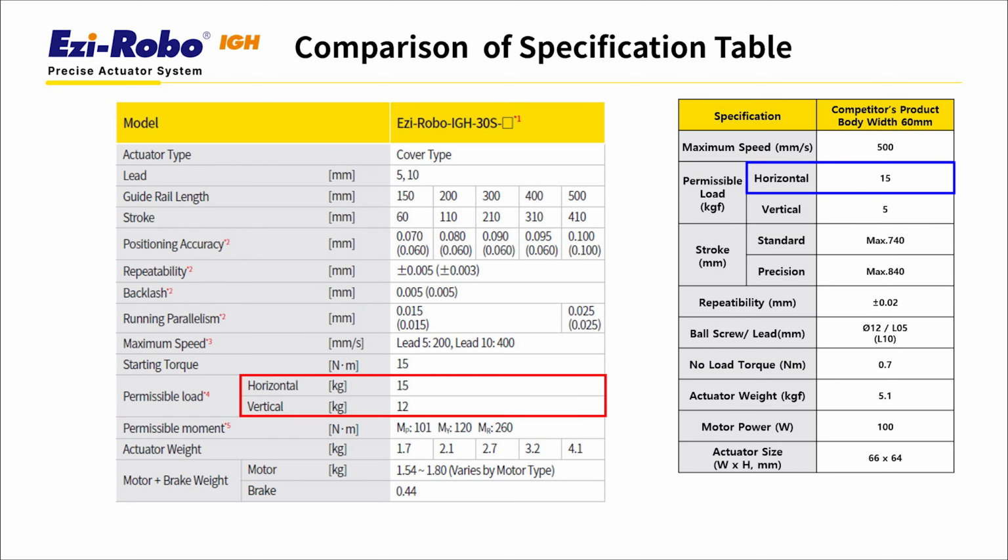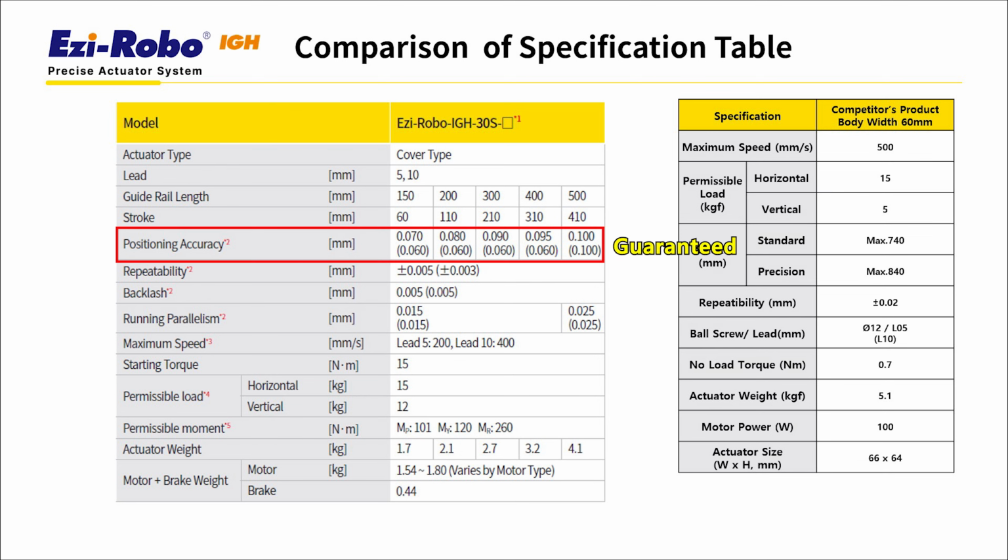For horizontal loads, both the competitor and FASTECH models support up to 15 kg. However, when it comes to vertical loads, the competitor supports 5 kg, while the Ezi-Robo IGH handles 12 kg. That's 2.4 times more. From here on, the values we're discussing are not guaranteed by the competitor.